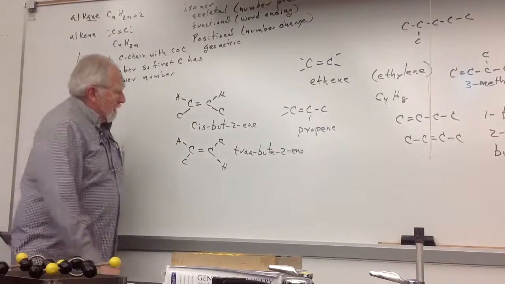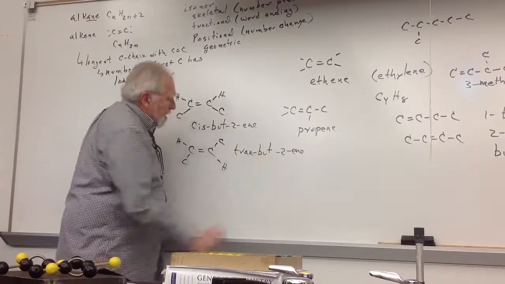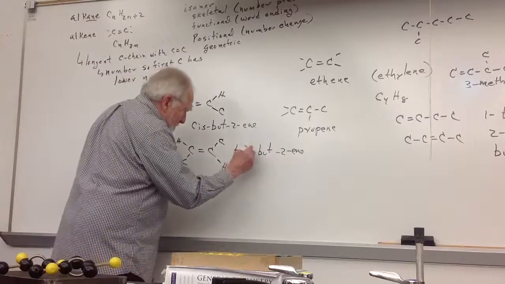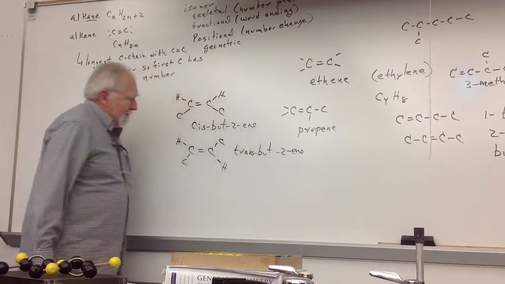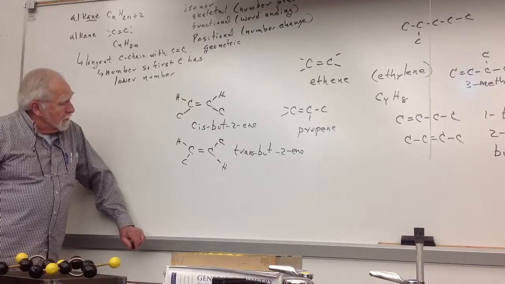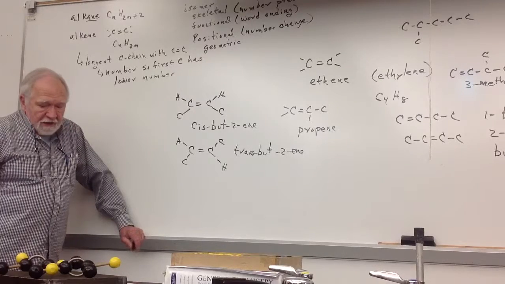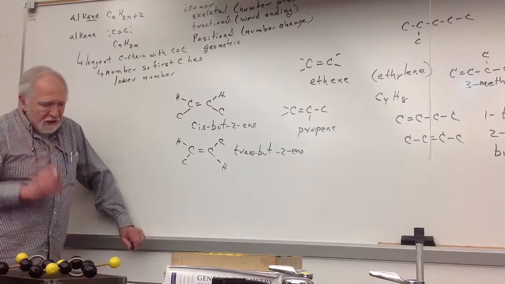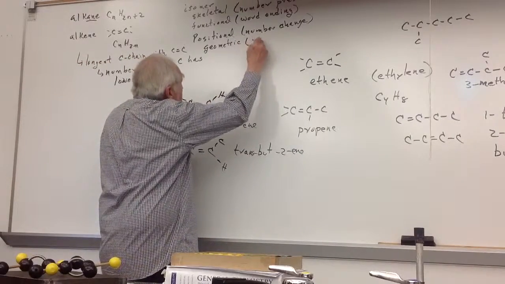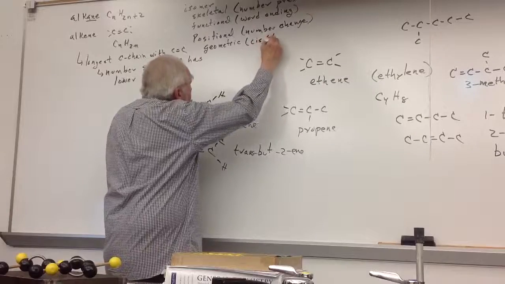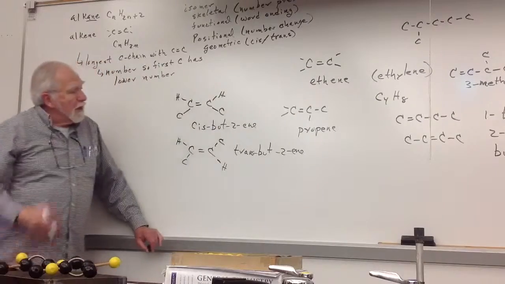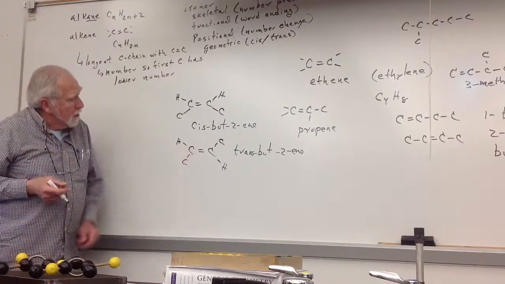Anyhow, if you're using the prefixes cis and trans, we're not going to get into the numbering system. I think your book has just a little bit about how to do it, but we're not going to get that complex. And the only way you can have that type of isomerism is if you have a double bond.